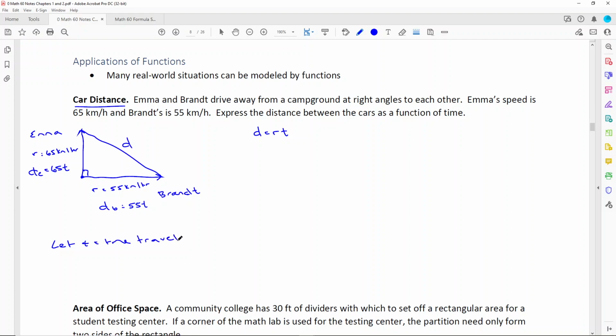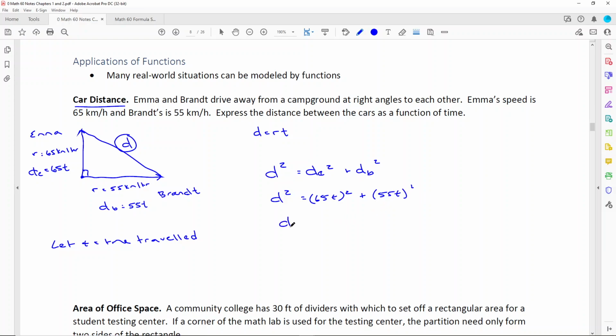I won't insist on these let statements, especially if you use appropriate variables, but you have to know what they're representing. Now what we want to find is the distance between them. And so the distance between them is going to be Pythagorean theorem. So this d squared would equal Emma's distance squared plus Brant's distance squared. Okay, so now what? Well, let's put in what we know. Distance squared would equal Emma's distance, which is 65t, all squared, plus Brant's distance, which is 55t, all squared.